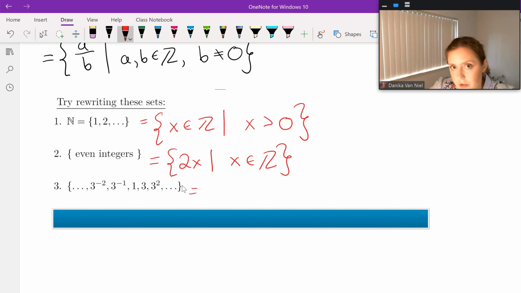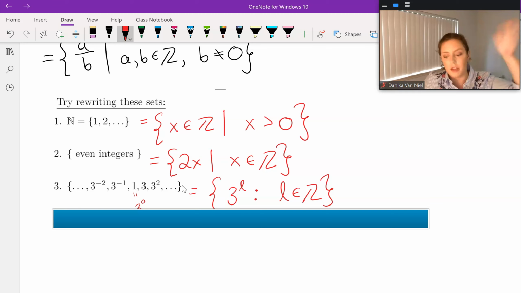Kind of the pattern I was hoping you would see is, if you remember, 3 to the 0th power is 1. So what I'm doing here is I have 3 to the, let's say, L, and then I'm going to do my colon for such that L is in the integers. Because I'm able to range over all the integers here. I've got the negatives, the positives, 0, we're all set.